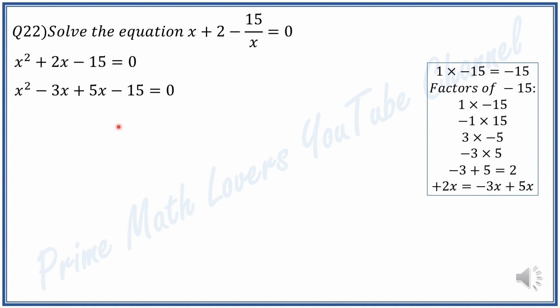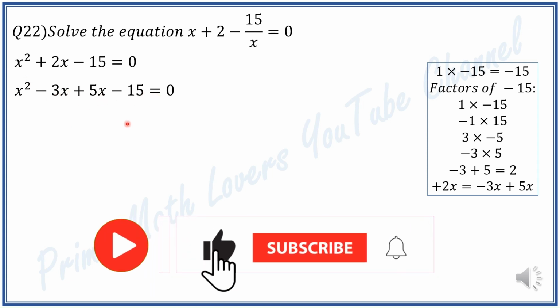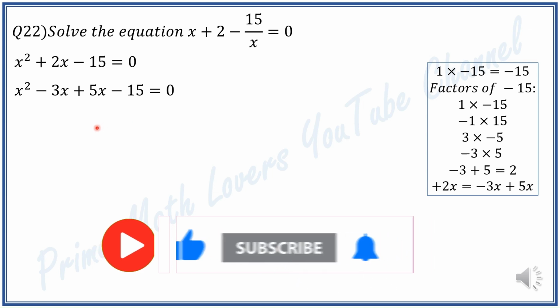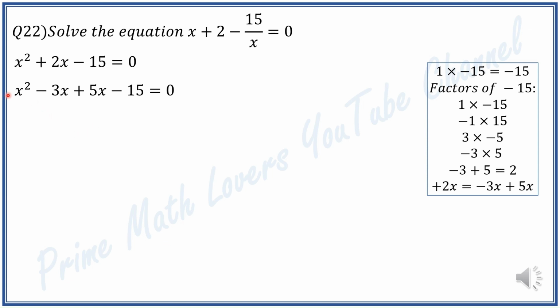Group the terms into two pairs, x squared minus 3x and 5x minus 15. Then factor out the greatest common factor from each pair separately. From the first pair, we factor out x and we get x times x minus 3. From the second pair, we factor out 5 and we get 5 times x minus 3. Now we can finally factor out x minus 3, and we get x minus 3 times x plus 5 is equal to 0.